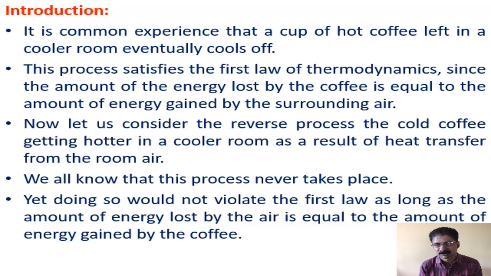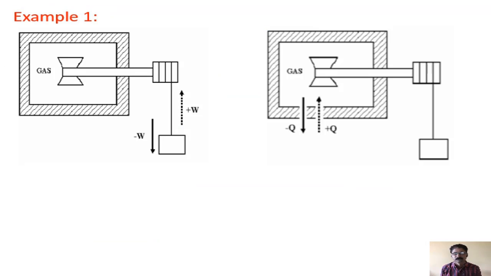Suppose this process would have been possible, that means a cup of cold coffee getting heated in a cooler room by absorbing heat from the atmosphere, it doesn't violate the first law. Because the first law says whatever the heat absorbed by one body or substance should be equal to the heat lost by the other substance or body. So it doesn't violate the first law. Okay, now let us consider this example.